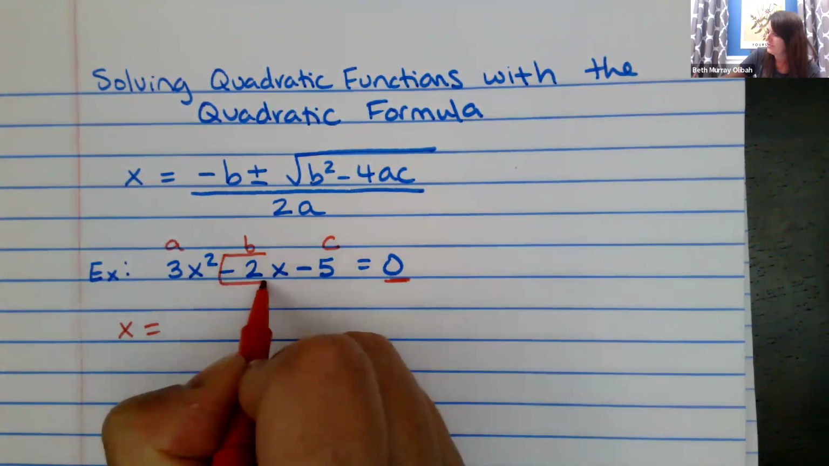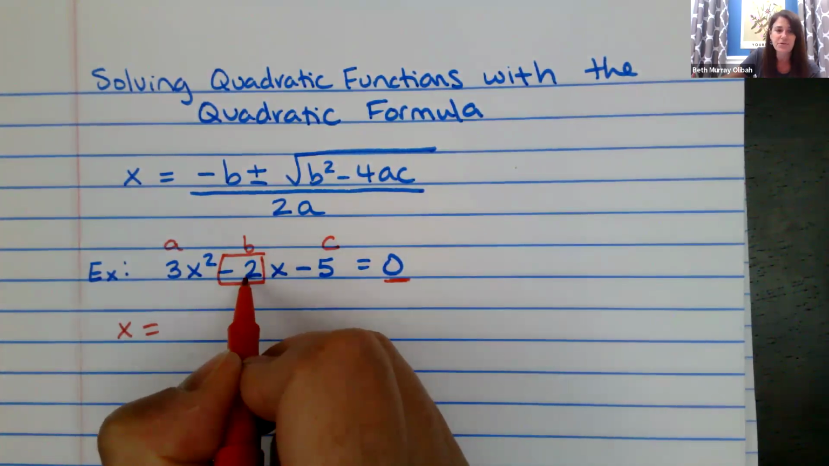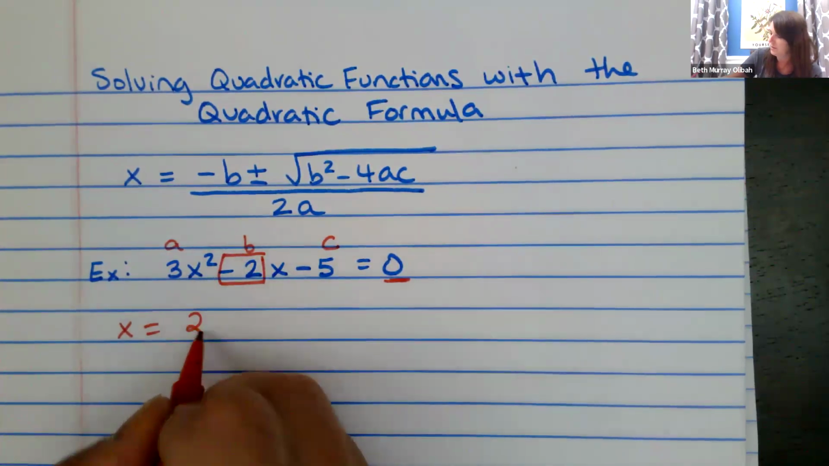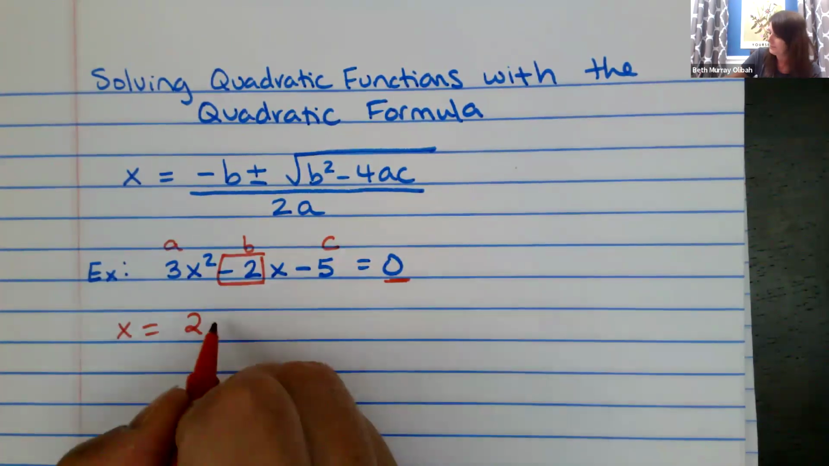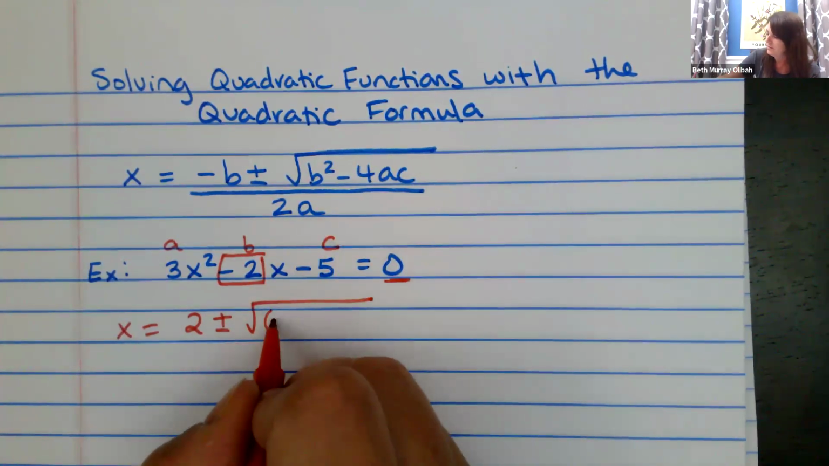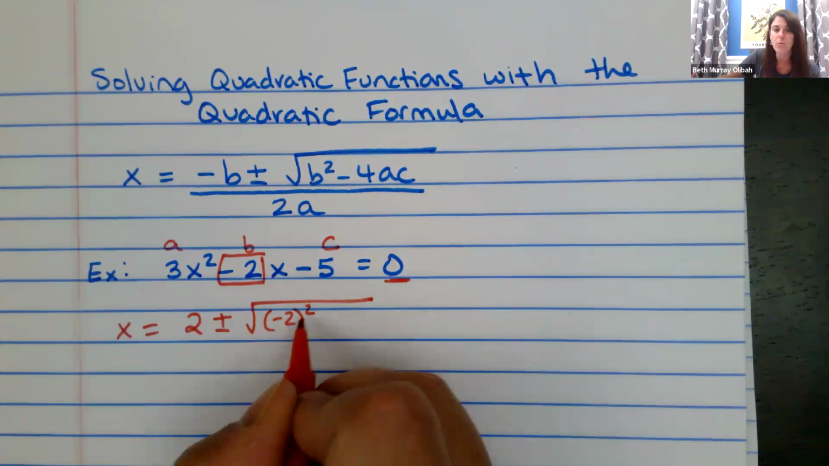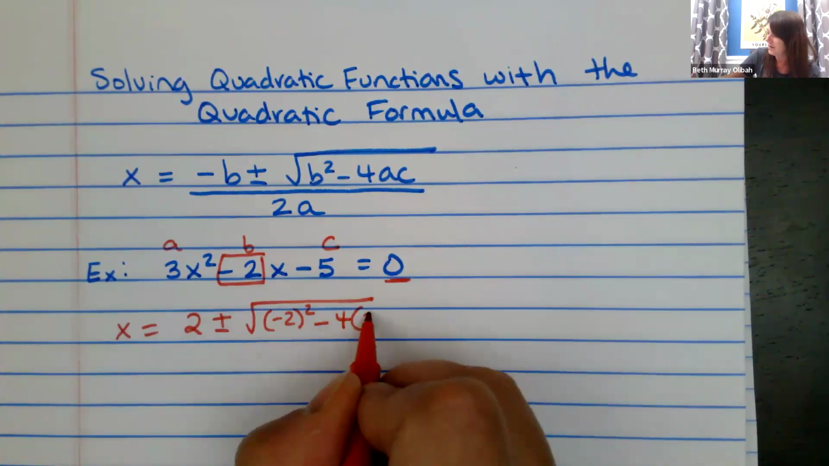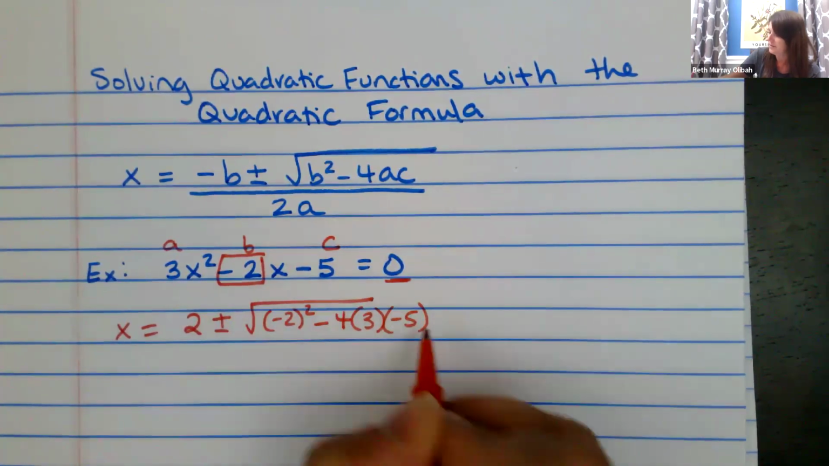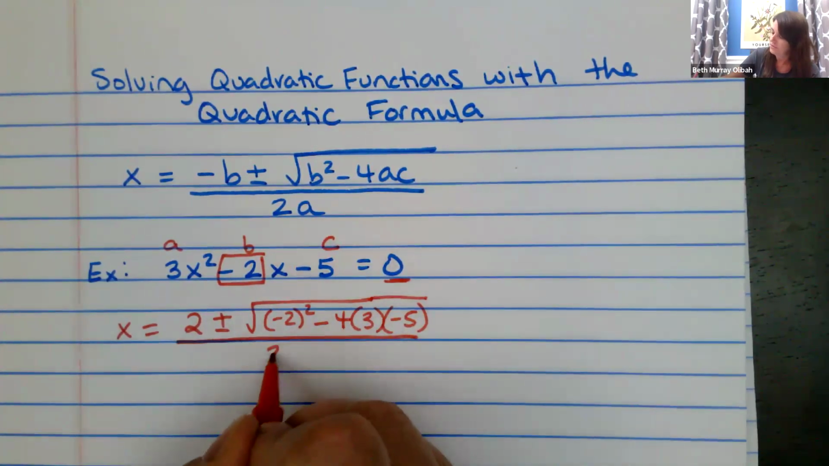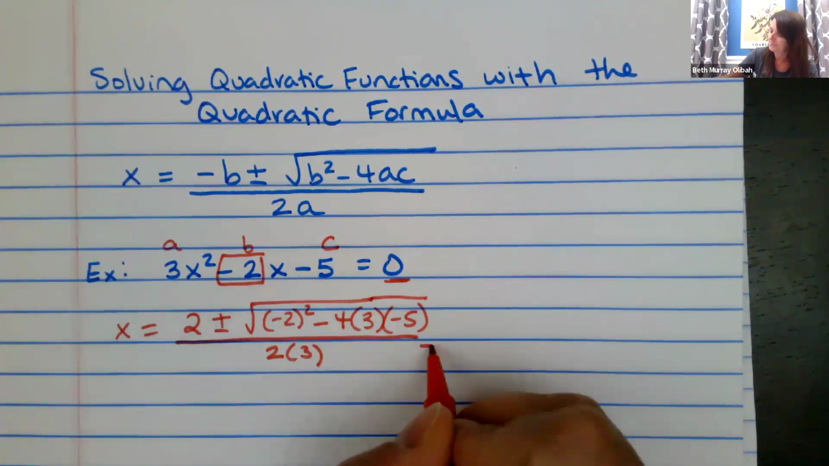So in our problem, do you see that b is -2? So when I go to do the opposite of b, it's going to be +2 in this problem, plus or minus the square root, b squared, so that's -2 squared, so that will always become a positive because even if it's negative, you're squaring it, minus 4 times A times C. Just put everything in very carefully, all over 2 times A.